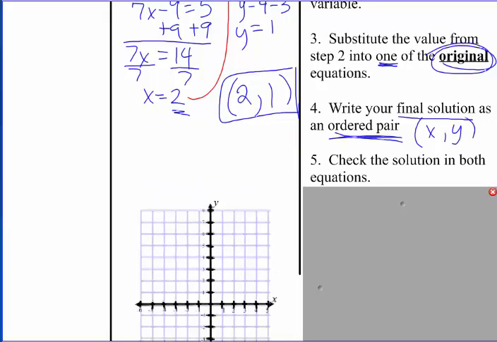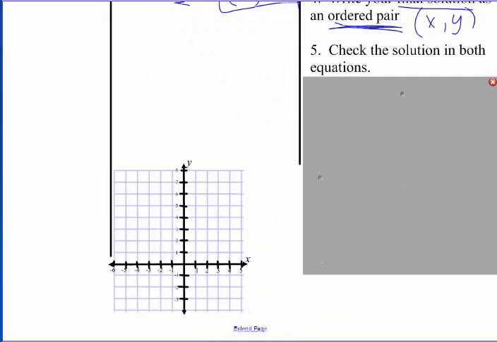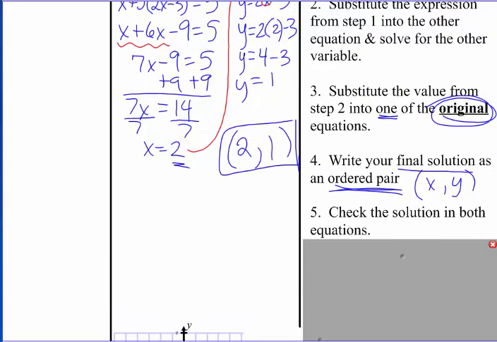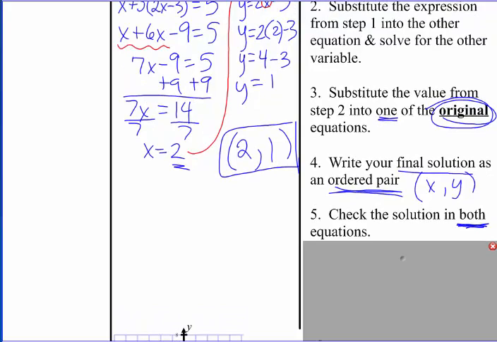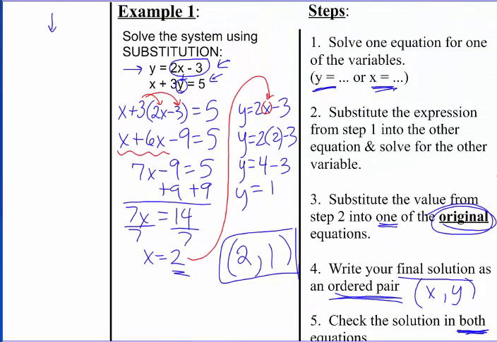Next is to check. When you do the checking of your answer, you must check it in both equations. That is a must, because if you get the answer wrong, more than likely it will work in one of the equations, because that's the equation you used to get the wrong answer. So you have to use both to make sure that it does work in both.